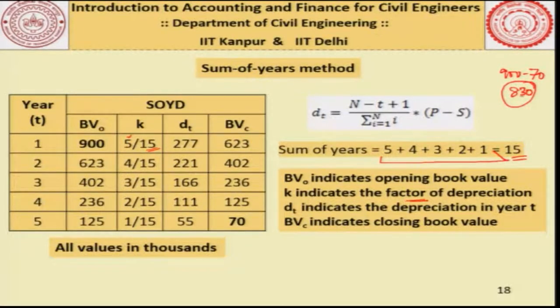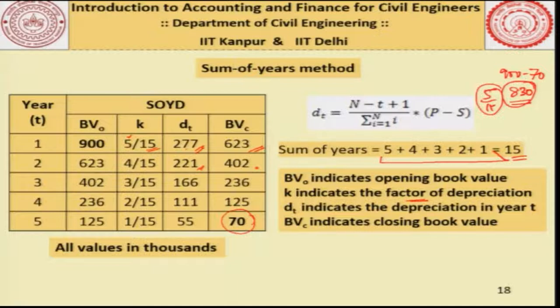Now with this not changing, in the first year itself, we will have a factor of 5 by 15, which is 1/3. So we will have 1/3 of the total depreciation, which is 277, happening in the first year itself, which means that the book value at the end of the first year would be 900 minus 277, which is 623. Bring that 623 here, the next year the factor becomes 4 by 15, and the depreciation for that year reduces, the book value goes here.